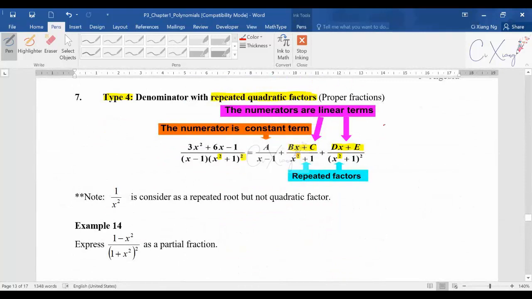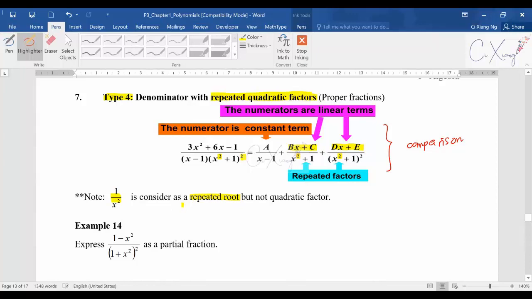If they ask you one, I suggest you use the comparison method instead of eliminating the unwanted unknown. To me, the comparison method will be much easier. Again, when you have 1 over x squared, please take note that we consider it a repeated root, but not a quadratic factor. This makes our calculation easier if they combine partial fraction with integration later. It is not wrong if you treat it as a quadratic factor, but we realize that treating it as a repeated root is better.